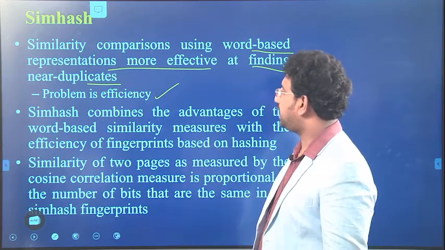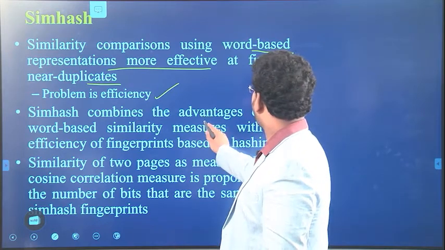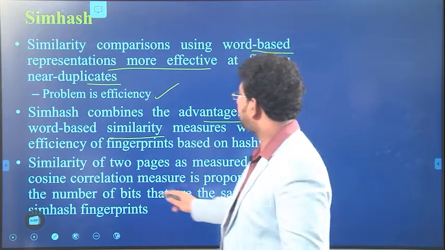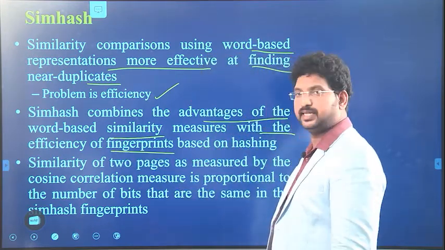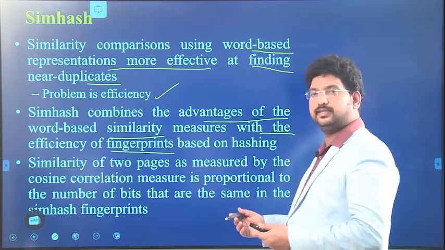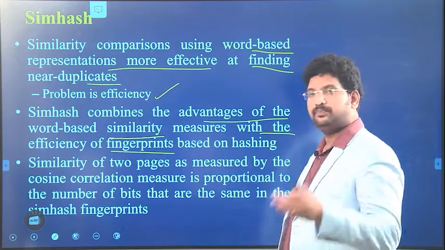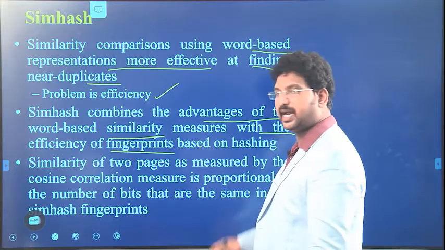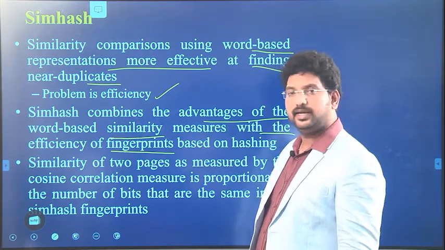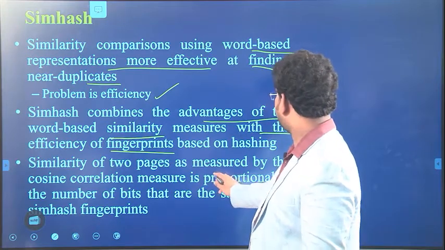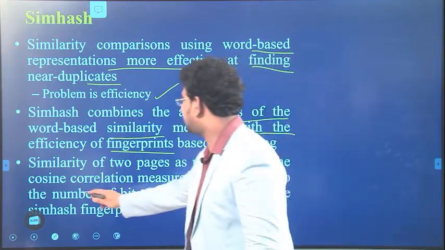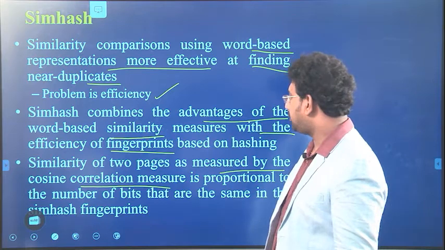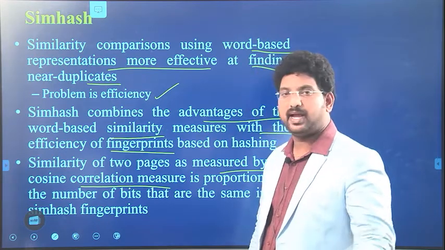And as part of simhash, it is going to combine the advantages of the word based similarity measures with the efficiency of fingerprints based on hashing. So here the similarity of two pages as measured by the cosine correlation measure is proportional to the number of bits that are the same in the simhash fingerprints.